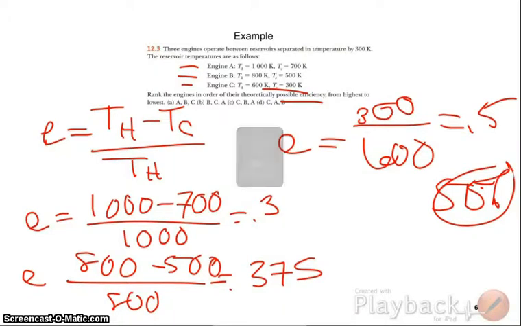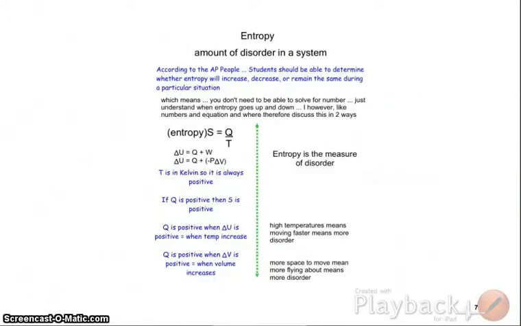Now let's look at entropy. Entropy is the amount of disorder in a system. So my room always shows great amount of entropy. There's a lot of disorder.